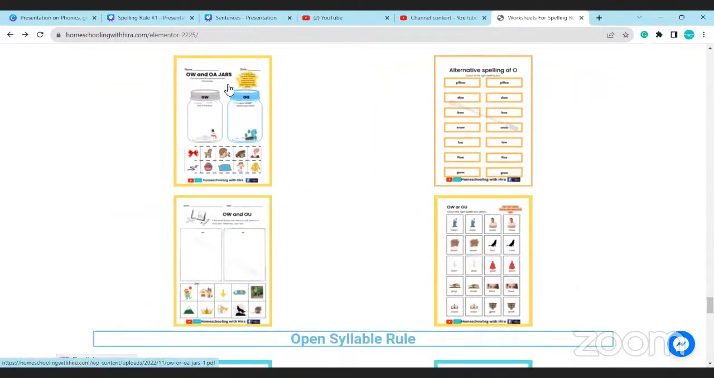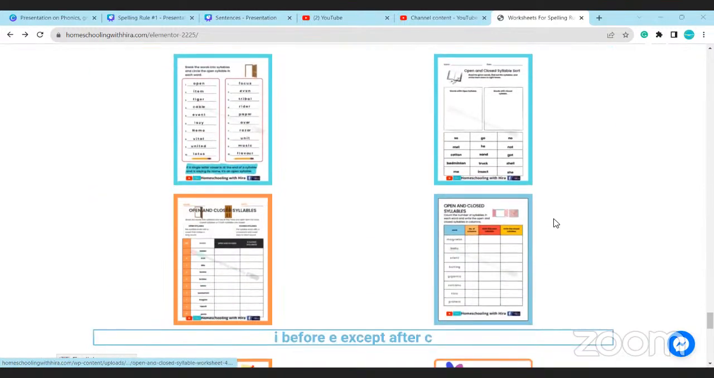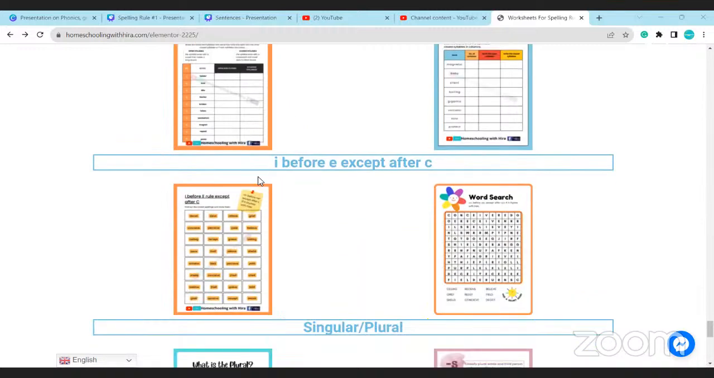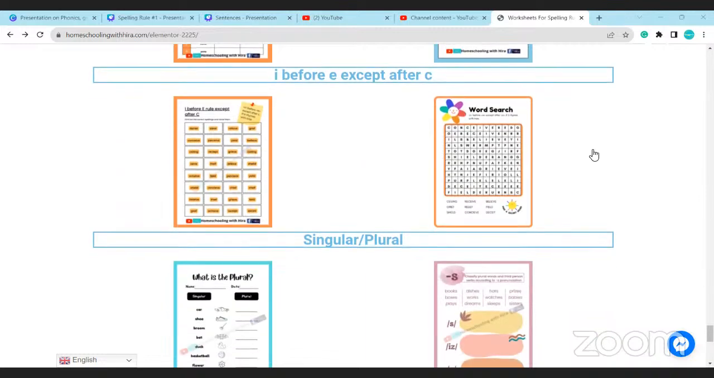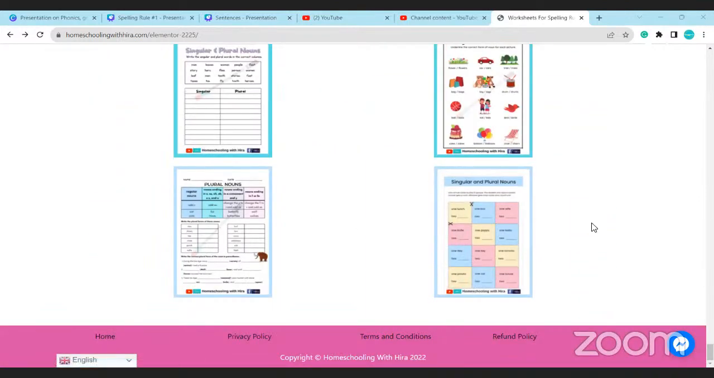Our worksheets are so good. Many kids and parents also ask how to differentiate between the OW spelling or O spelling. So you can just check out these worksheets, okay? And they are multi-sensory. They are cut and paste kind of thing. OW and OA, OU and OW. Open syllable that we did in the last class. These are the worksheets for open syllable. I before E except after C. Here. Singular, plural, many worksheets are here covering different rules.